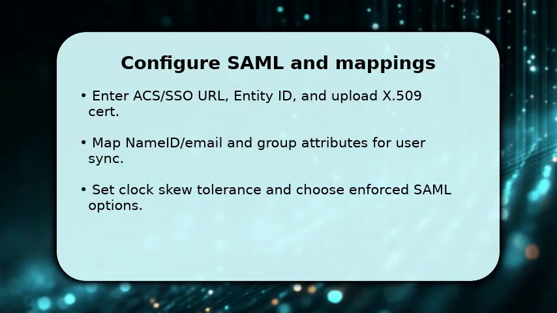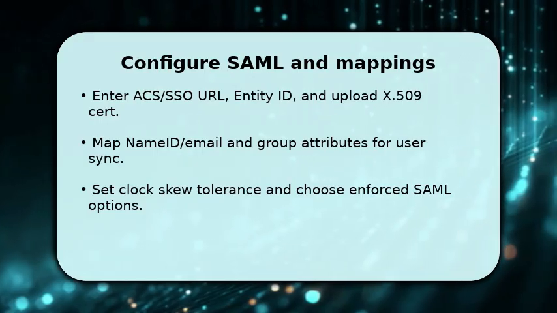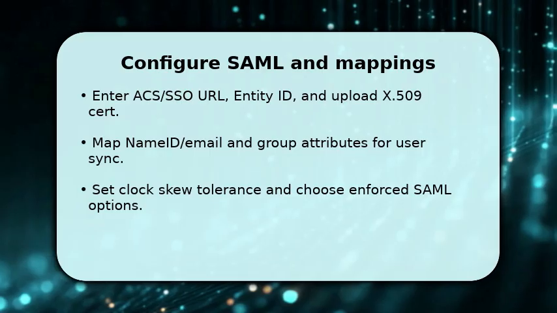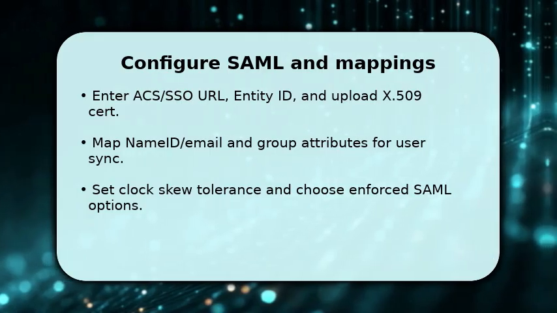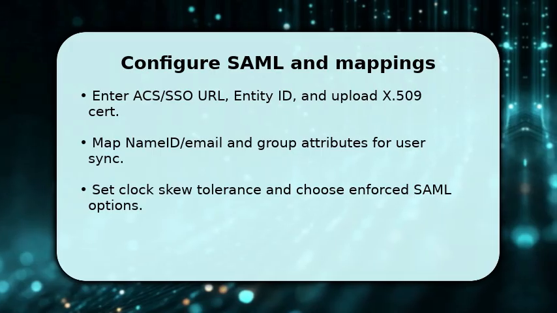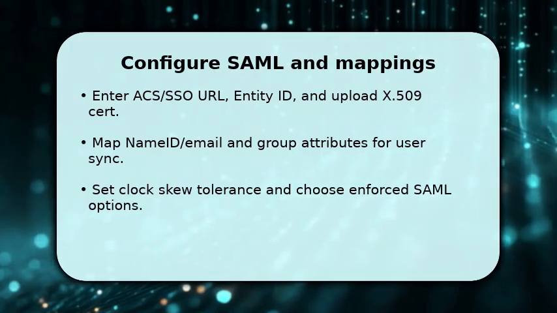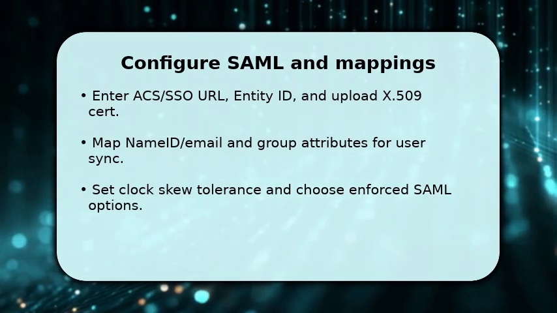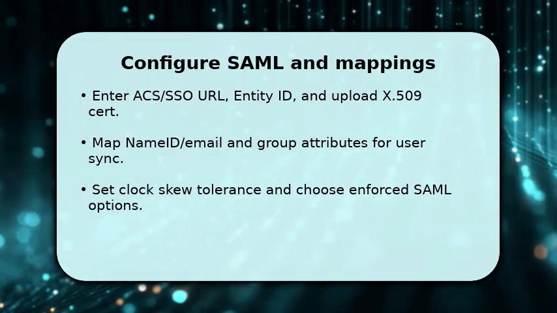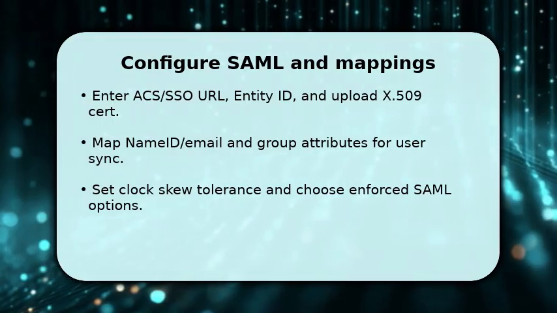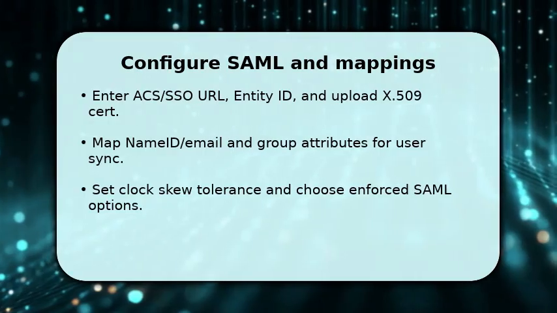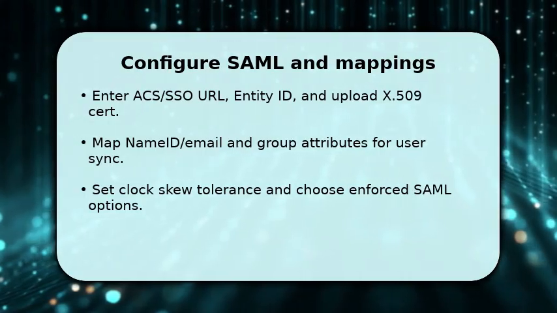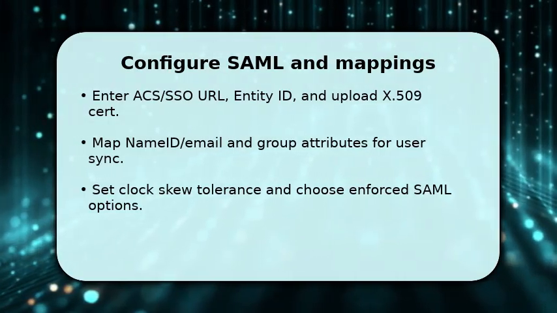You'll now configure the SAML connection in detail. Paste the IDP's ACS/SSO URL and entity ID, then upload the X509 certificate. Make sure name ID is set to the user's primary email. Map group and role attributes so Dropbox receives correct membership data. Also set clock skew tolerance and choose whether SSO is enforced immediately or only for new sessions.